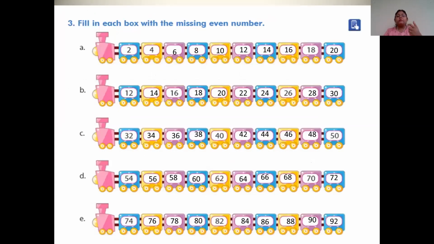Now question number 3 is fill in each box with the missing number. So student, here we have to write down the even number. You can easily understand how we can find out the odd number and even number. If I have one pencil, and I add two more pencils, it will be 1, 2, 3. Again it will be the odd number.